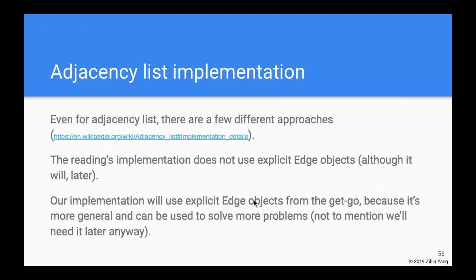Now, even after we settle on implementing an adjacency list, there are different approaches to implementing adjacency lists. If you're interested, you can look at all the possible options listed in Wikipedia. As a matter of fact, the readings use one approach that does not actually use an explicit edge class or objects, even though it will later for a different problem. But in my implementation that I am going to present here, we're going to use an explicit edge class and objects right from the beginning, because it's more general, and it corresponds better to the mathematical definition of graphs, which is a set of edges and vertices. It can also be used to solve more problems because we'll need it later anyway. So that's what we'll do.